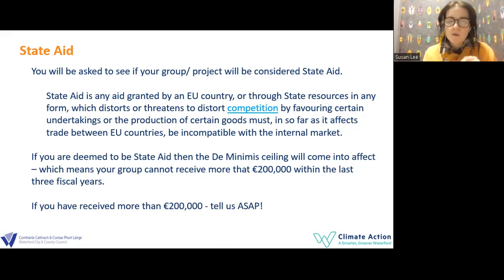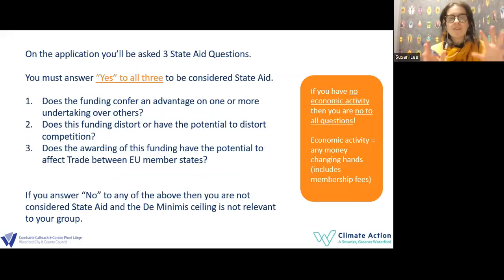Most groups won't have an economic element affecting the EU market, so it'll be inconsequential, and the 200,000 cap won't be relevant. I will want to talk with each individual group, but I'm going to go through it now so that everyone's on the same page. To tell if your group is classed as state aid, you have to answer 3 questions, and these are the exact same questions that you see on the application form.